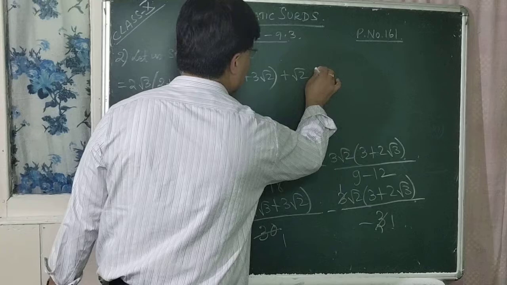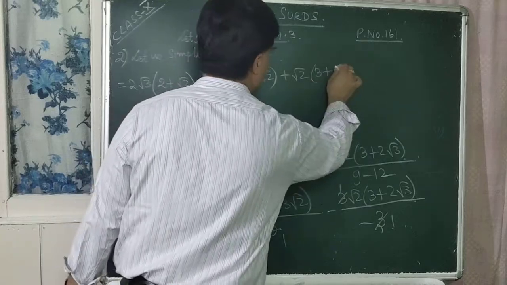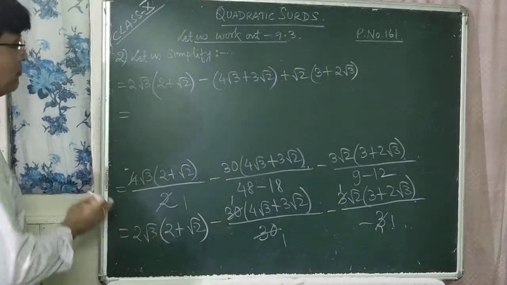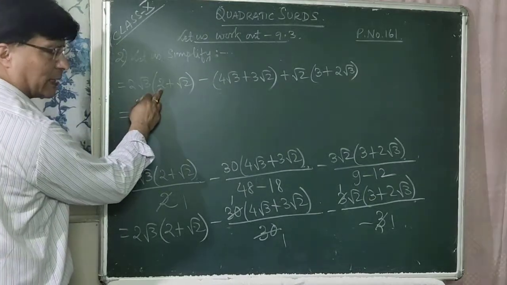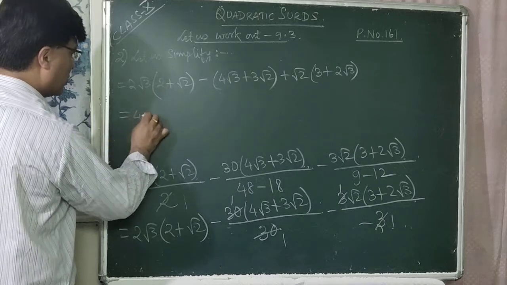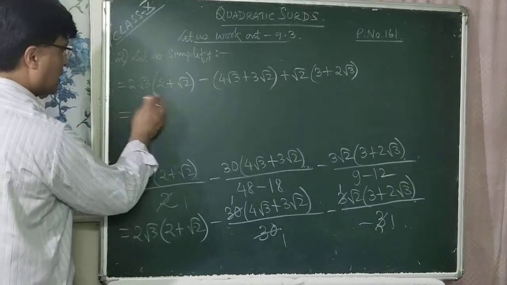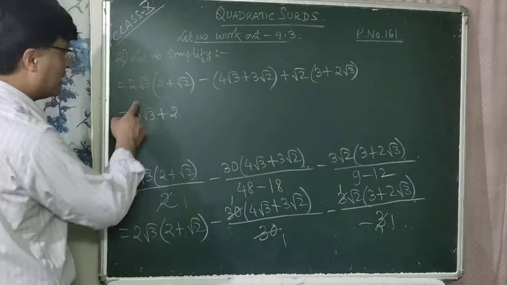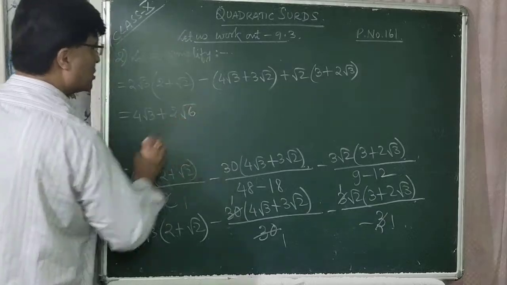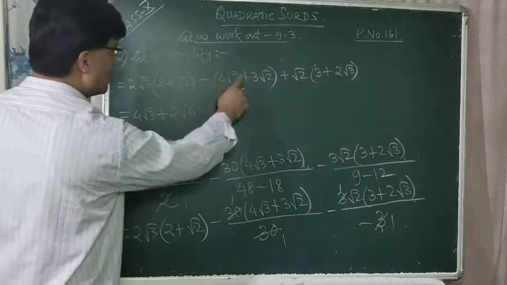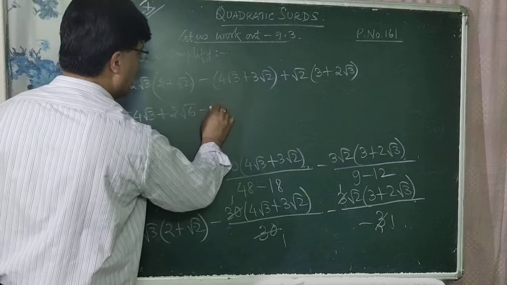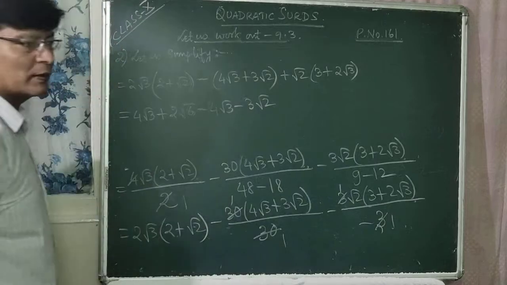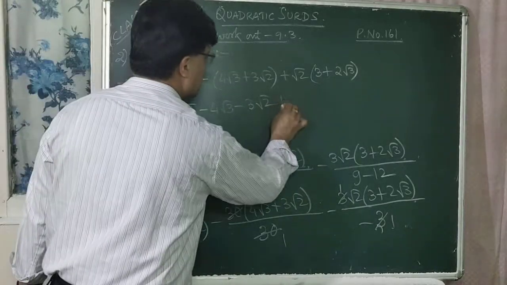So root 2 within bracket it is 3 plus 2 root 3. Is that clear? So which is equal to, now you can multiply them. So rational part can be multiplied. 2 2s are 4 root 3 plus this 2 into, now you can multiply root 3 into root 2. Irrational parts can be multiplied. Root 3 into root 2 is root 6. Okay, now you have to open this bracket by minus sign, multiply it, minus 4 root 3 minus into plus minus 3 root 2.